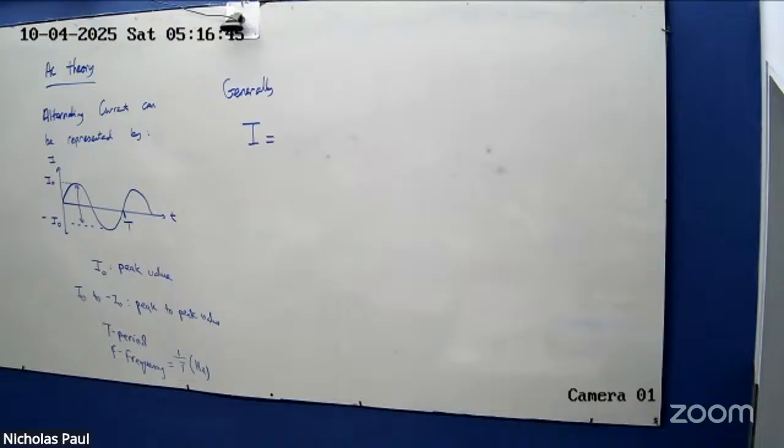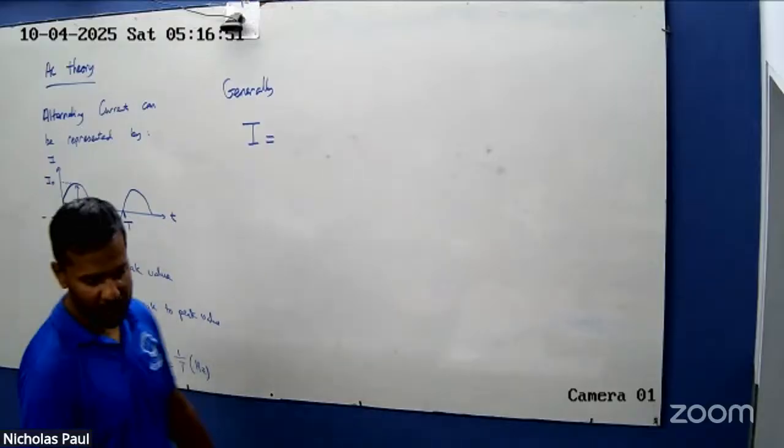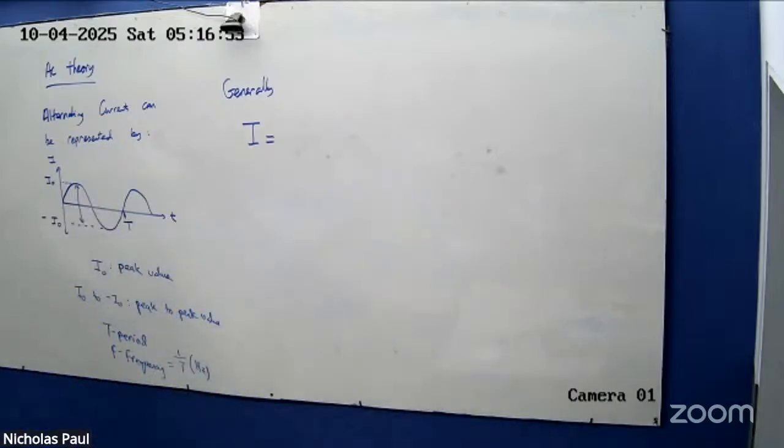So the question I'm going to ask is, what is the formula? What do you think the formula will look like when you all reach here? I is equal to what?